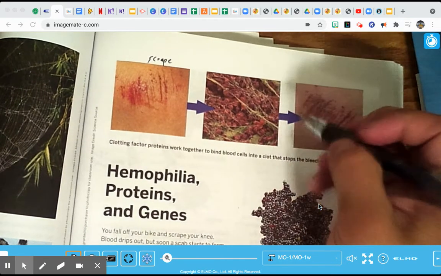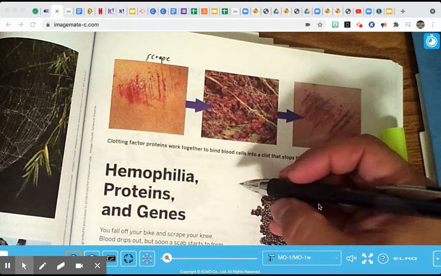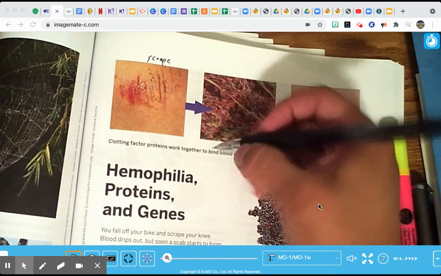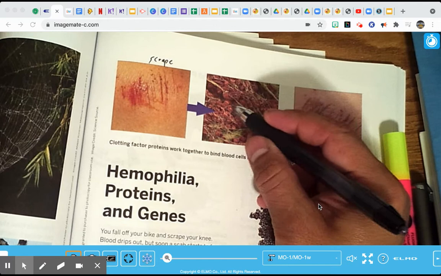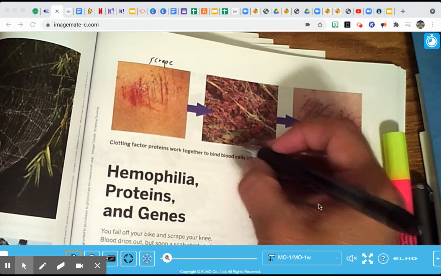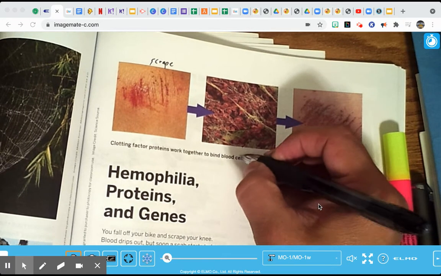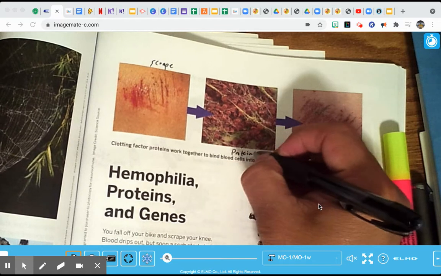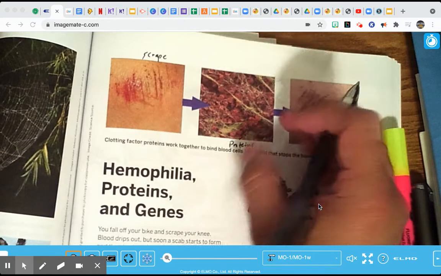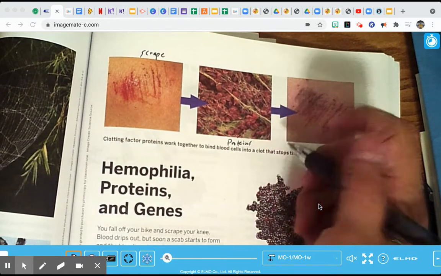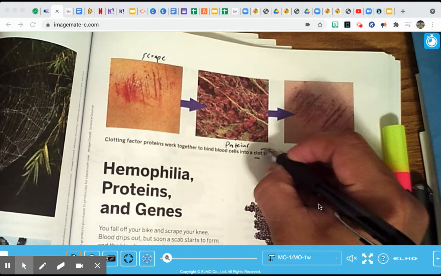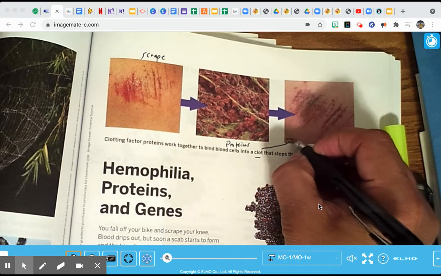And here, what do we have here? Well, these are actually every single one of these little red circles are proteins. And they're bonding together to form a clot or a scab. And that's what that is.